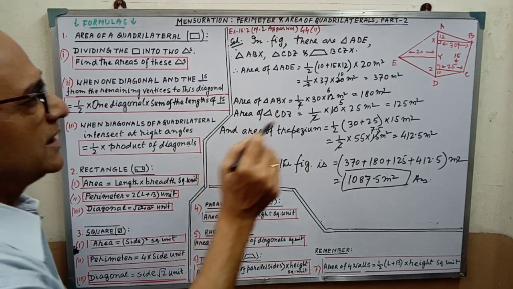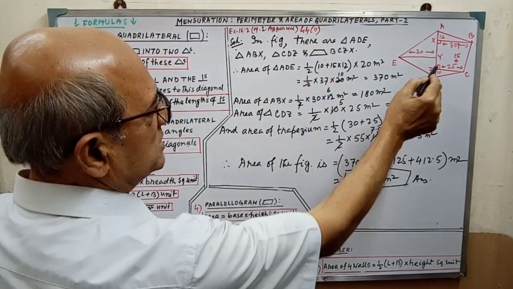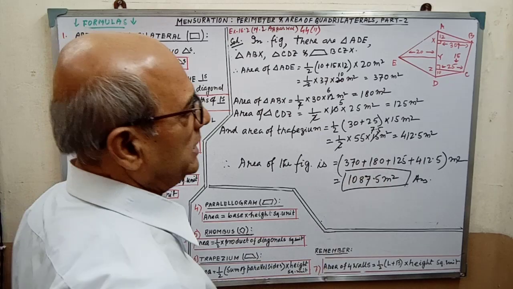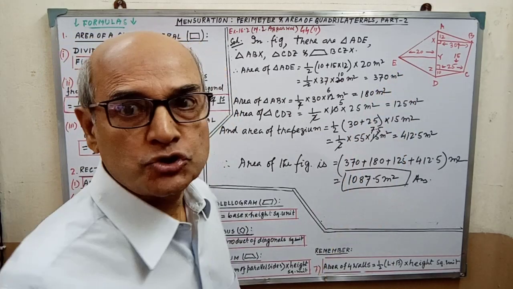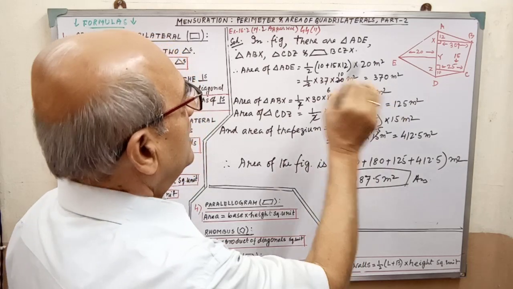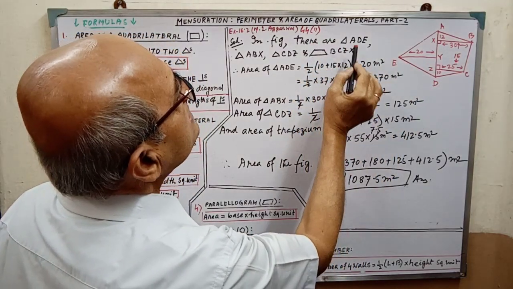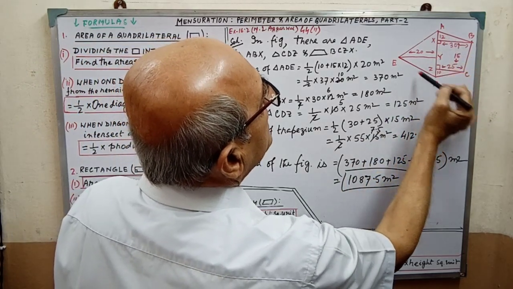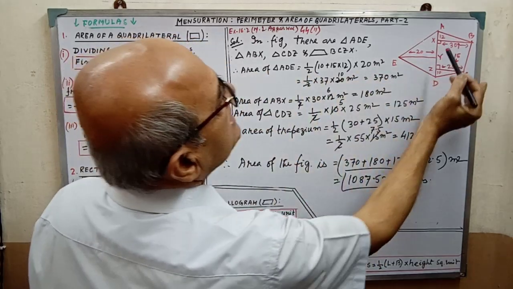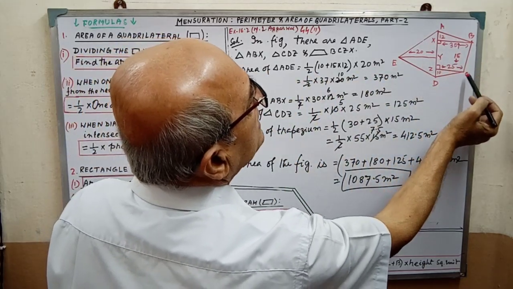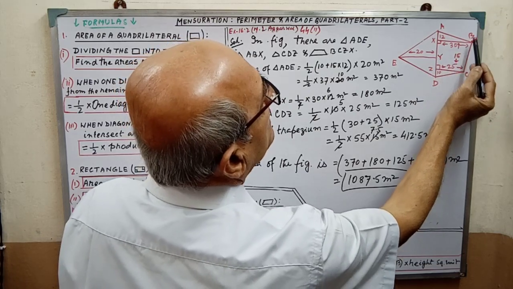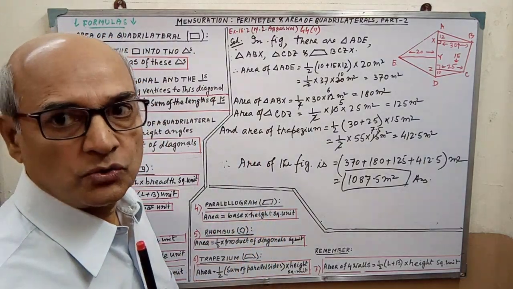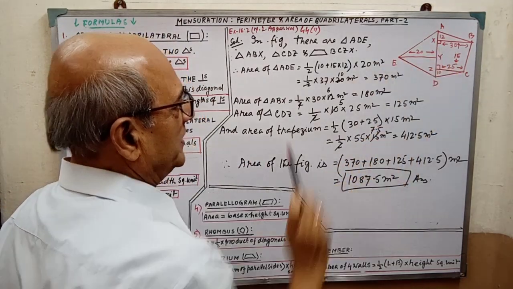Please see one more sum, that is 44 part 2. This is the figure you will get in the book. In the question you will get the figure, but in the solution you must draw the figure. From the figure we are getting the triangles ADE, this triangle, ABX, and CDZ, and the trapezium BCZX. That means in total 4 figures we are getting in this single figure.